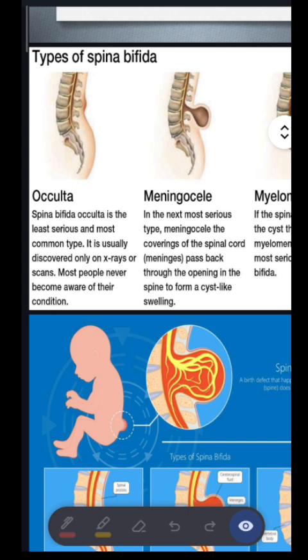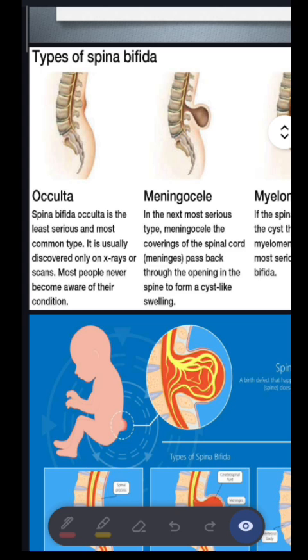So in spina bifida meningocele, there is the meninges, the covering of the spinal cord. There is an opening in the spine that results in a cyst-like swelling, mainly due to the meninges covering.